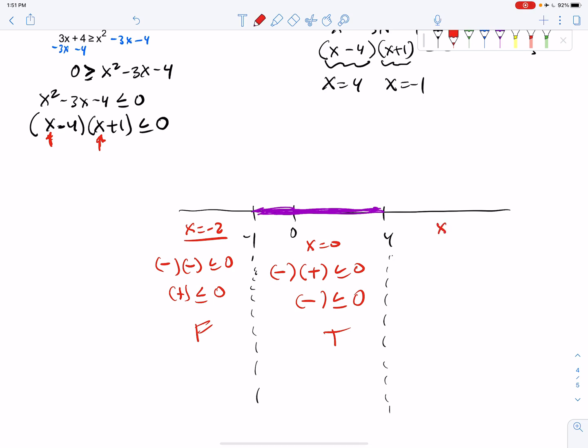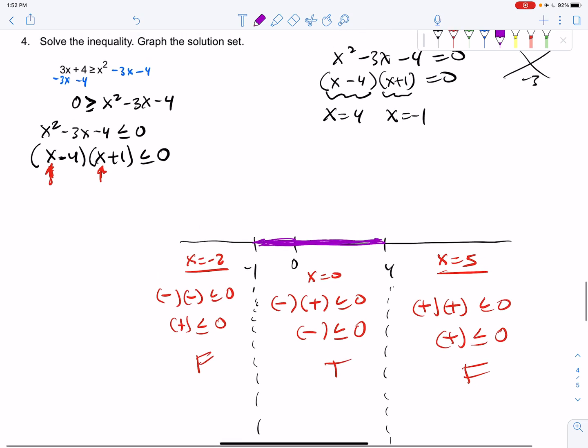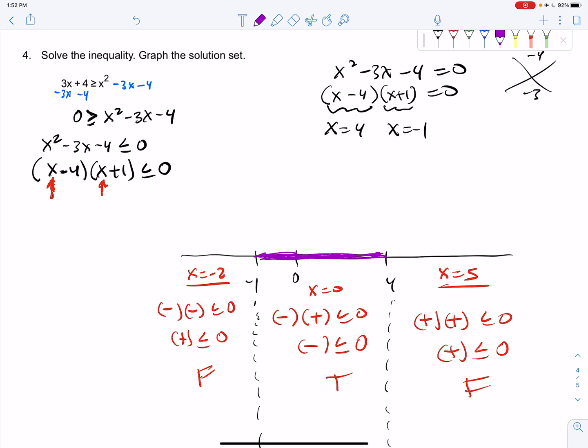Then we try x equals 5 clearly in the right region. We plug it in. 5 minus 4 is positive. 5 plus 1 is positive. Positive times positive is a positive. Is a positive less than or equal to 0? That's false, so we don't shade it. We go back and take a look at the inequality. The inequality had an equal sign in it, so that means we're going to have to include that endpoint. And so this answer is negative 1 to 4, and it's closed, including the endpoint.